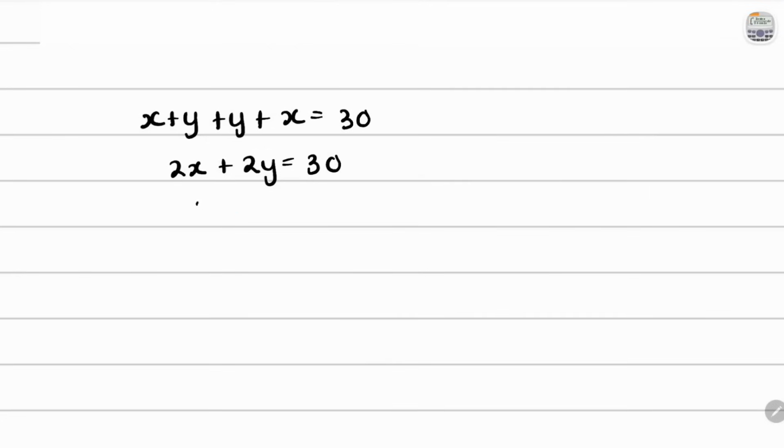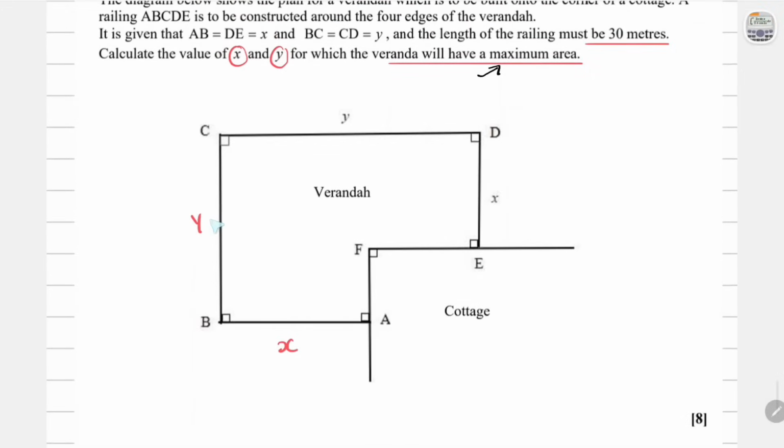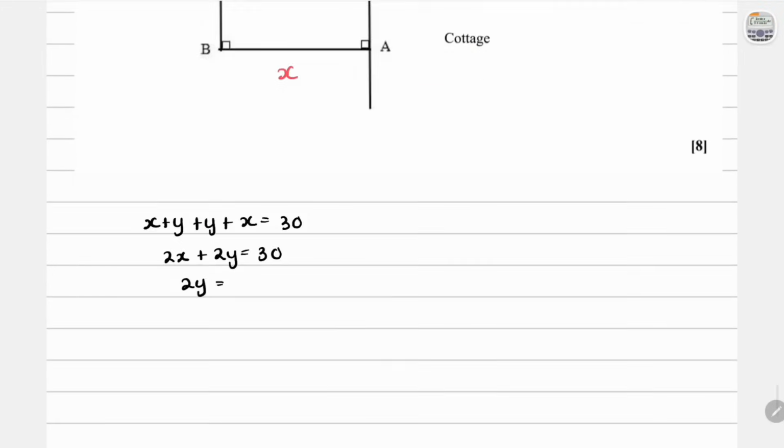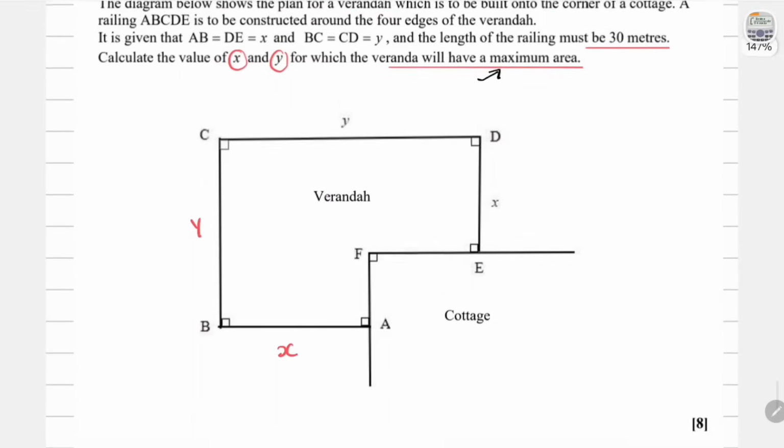And I'm just going to go ahead and make 2y the subject just so that it's going to be in terms of x. Also, it's really just because we've got a length here and a length here of y. So we might as well just find an expression for y. So 2y is equal to 30 minus 2x. And if you divide both sides by 2, therefore y is equal to 15 minus x. Okay, so we have a value for y.